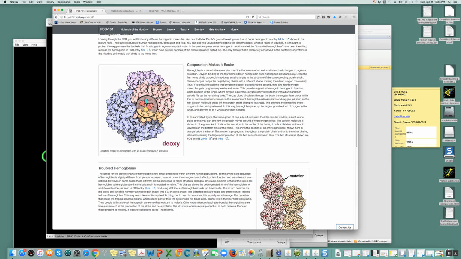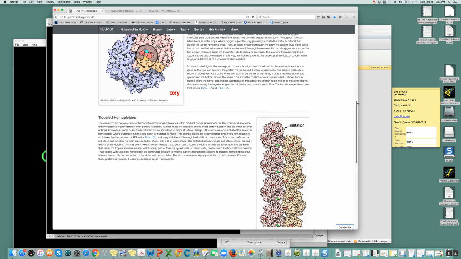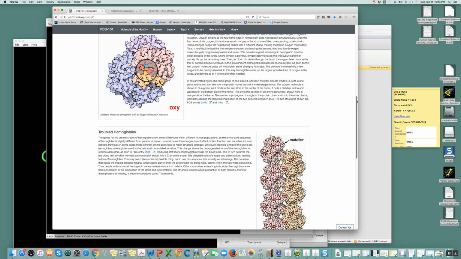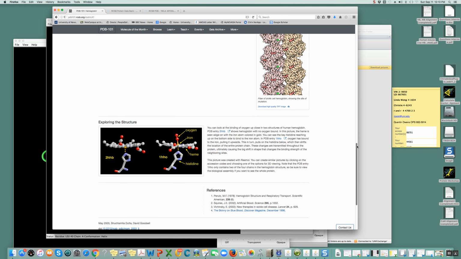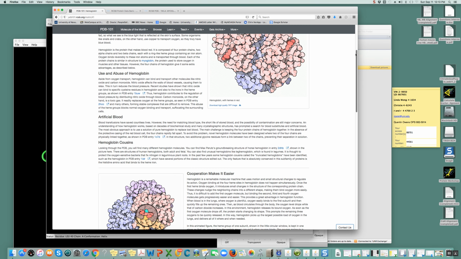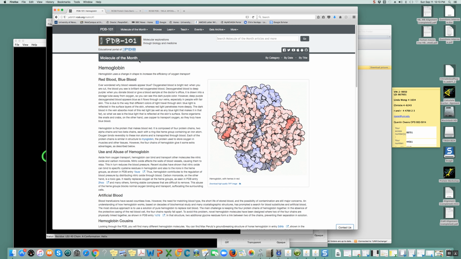And this is going to become important when we're talking about how it is that hemoglobin can pick up oxygen in the lungs and then deposit it in the peripheral tissues. We have information about hemoglobin mutations we're also going to talk about in more detail. So the PDB is a really nice resource, not just for the actual structures themselves, but also for detailed information about these structures.